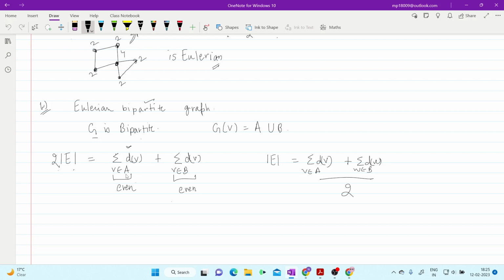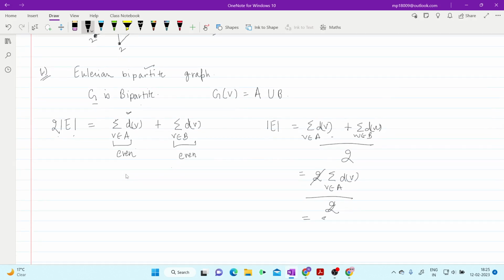So if this term is equal to this term, this is basically 2 times the sum of d(v) for v in A, divided by 2. The 2 and 2 get cancelled, so the number of edges becomes this, and this is an even quantity, because all vertices have even degree and adding even numbers gives an even quantity. So for an Eulerian bipartite graph, the number of edges is even.